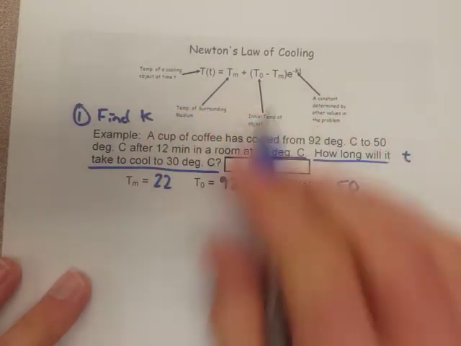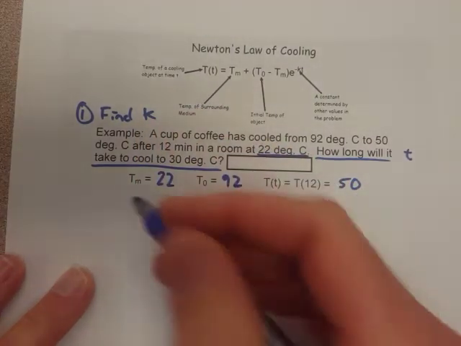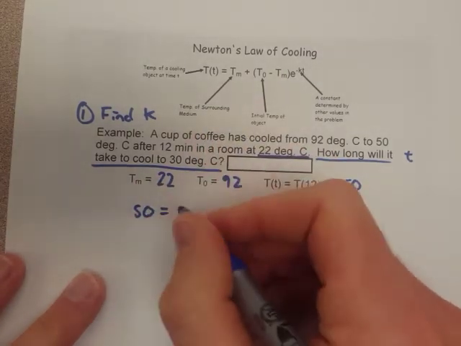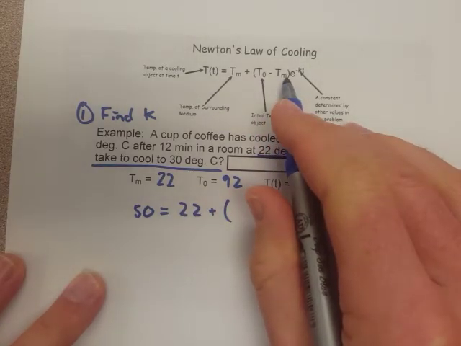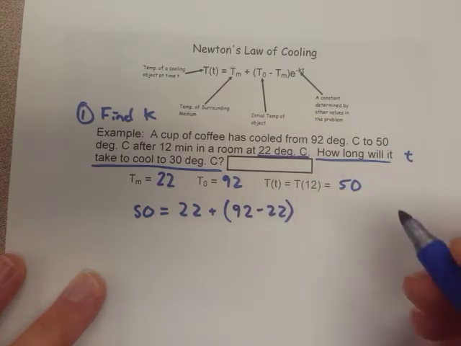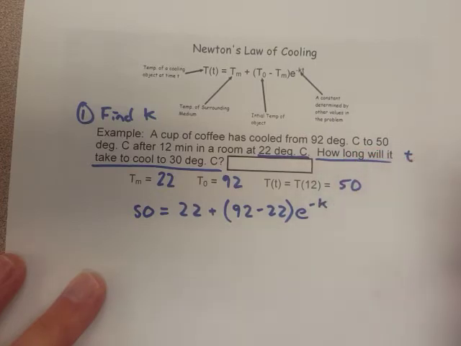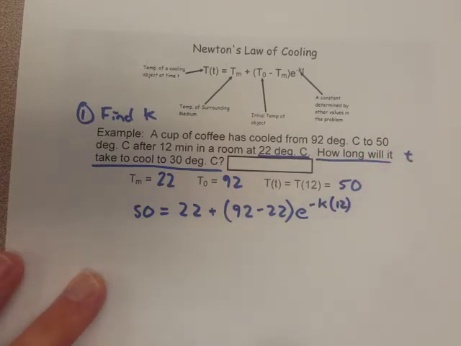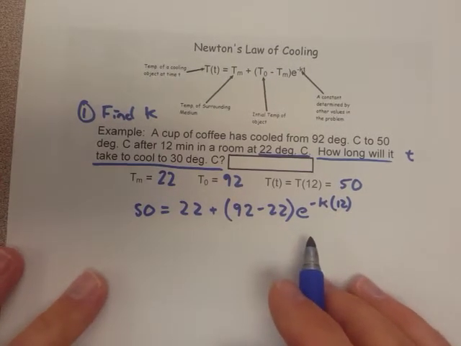So I'm going to set up this formula with what we know for right now and solve for what we don't know. So T of t we said is 50. I'm going to put that over on the left hand side. Then T sub m is 22, that goes here, plus T sub 0 minus T sub m. Okay, so that's 92 minus 22. And then the rest of the stuff over here is e to the negative k. We don't know what k is yet, but little t, connected to the 50, is 12. So that's what we do next. Now we're going to have to solve this for k.